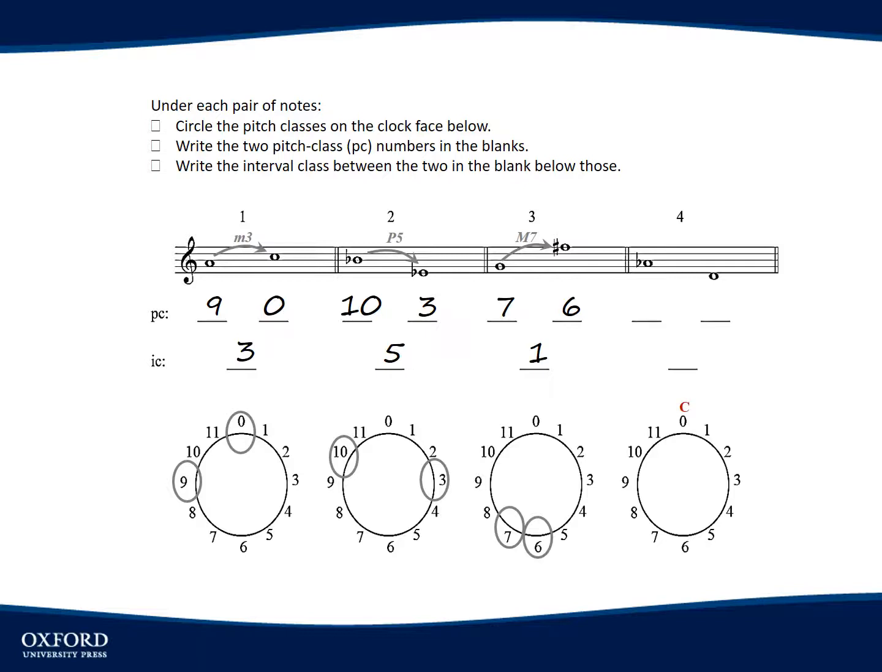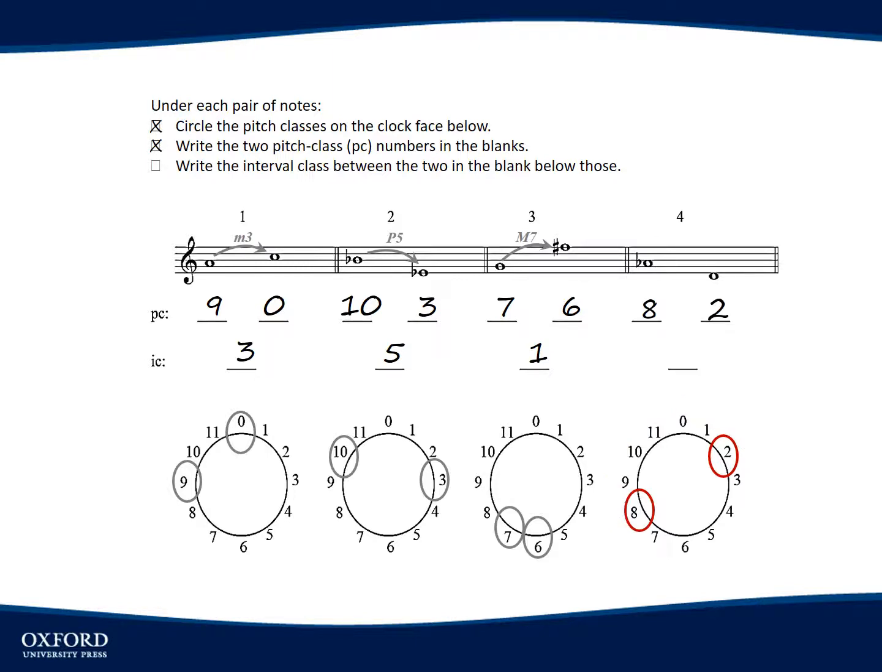From C, it's easier to get to A flat by going down, so we move to B, B flat or A sharp, A, and then we reach A flat, which is pitch class 8. We circle it, and then write it in the blank. D is a little easier because we can count up from C to C sharp or D flat, and then to D. We circle pitch class 2 and then write that in the blank. This completes the first two steps.